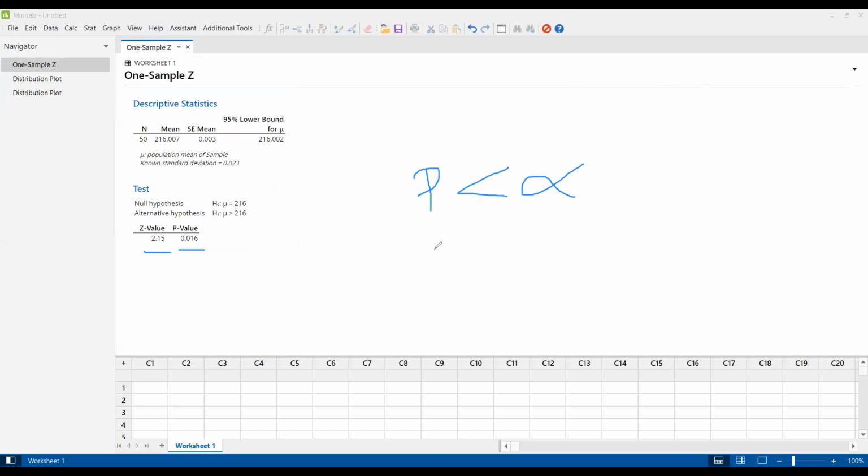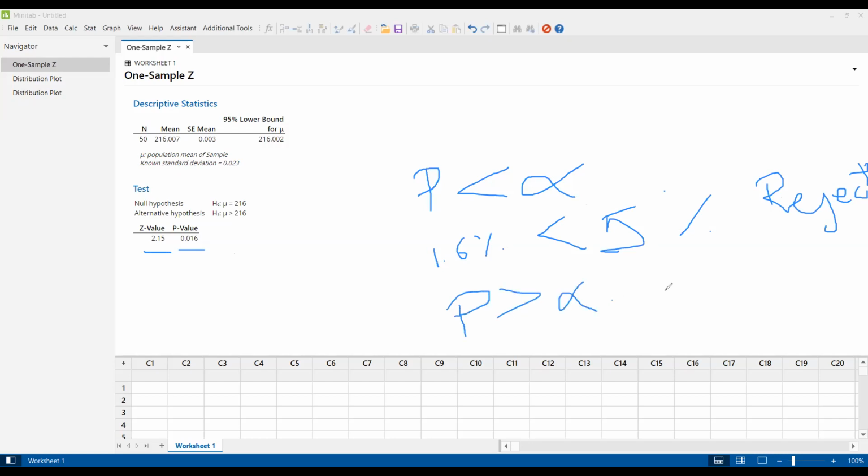So the p-value is 1.6% here, and alpha is 5%. Then you reject the null hypothesis. If the p-value is greater than alpha, then you accept the null hypothesis. This is another principle. So based on p-value, let me show why this is so important.